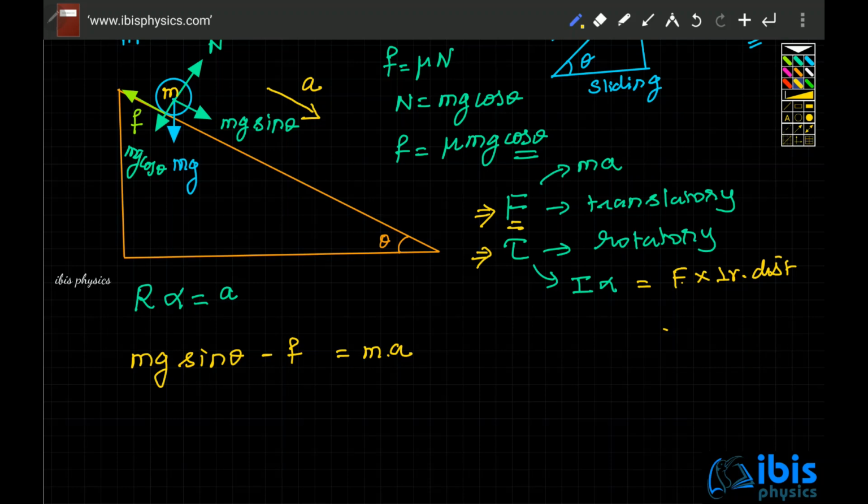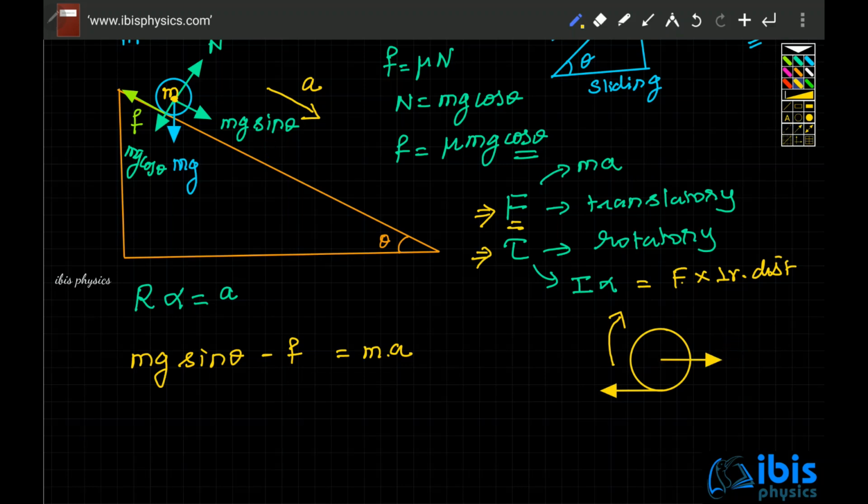Then the other part: there is also rotation. It rotates about the center of mass. This is the mass point, the center of this object. About this it is rotating. And we know that torque is force into perpendicular distance. I'm trying to write this clearly down here. And see what happens. The friction acting in the opposite direction is trying to rotate the round object in this direction. But there is also another force acting, which is mg sin theta.